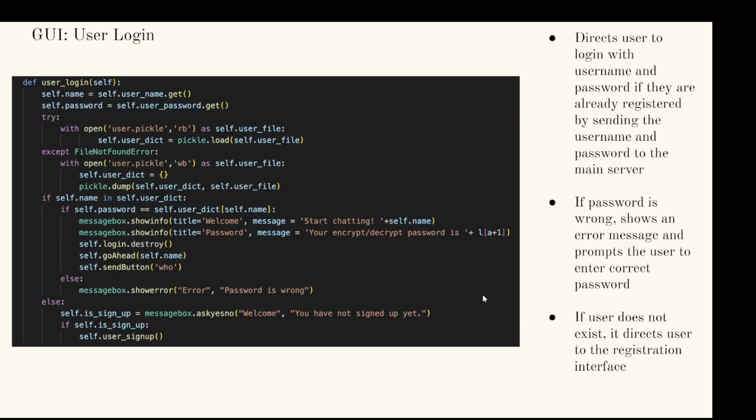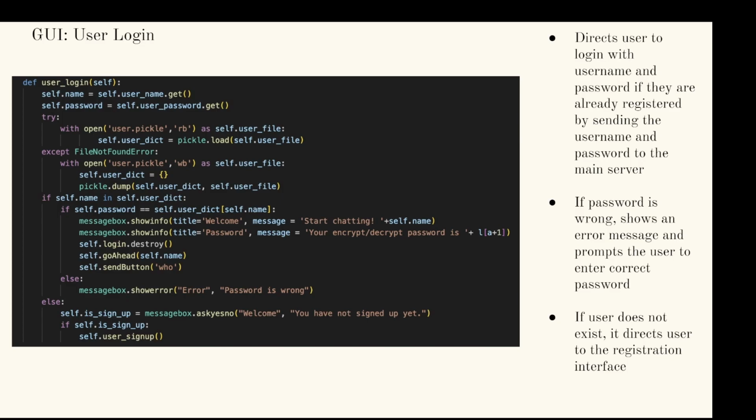This page is the GUI for user login. It will direct the users to log in with their name and password if they are already registered, and by sending the username and password to the main server, the system will examine whether they entered the right name or not. In this part, we use a package called pickle and add user.pickle as a user file, which maps the username to the password and examines whether the information is correct or not.